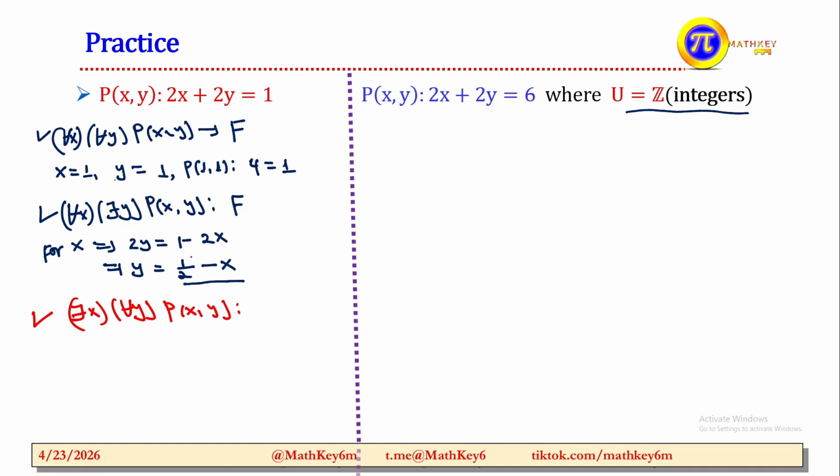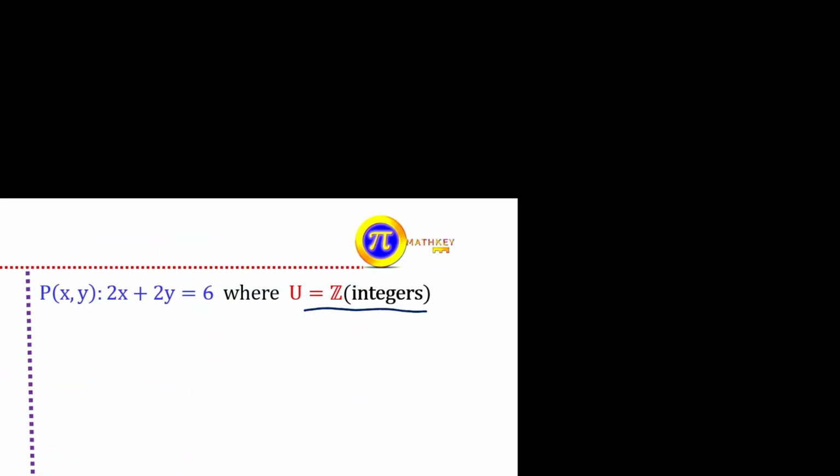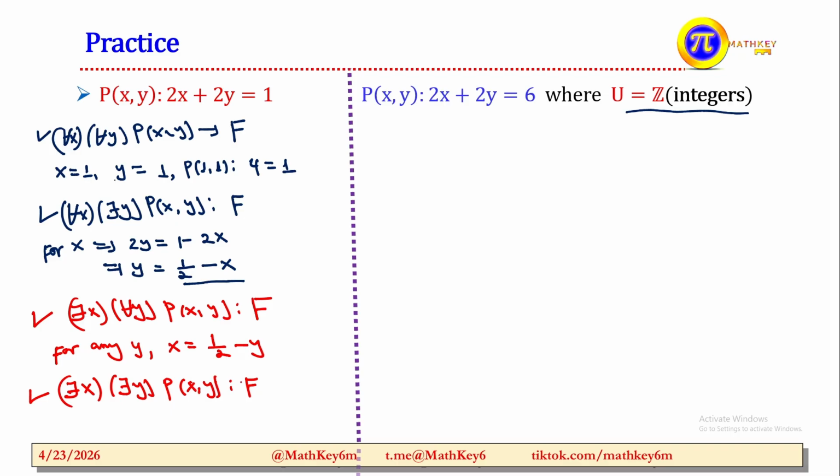This is also analogous with the second one, it is false. In case of the last one, existential, there exists x and there exists y, p of x, y is what? That is false. We denote false with f, true with t. So it is always false. We can't find at least one x that satisfies this condition.